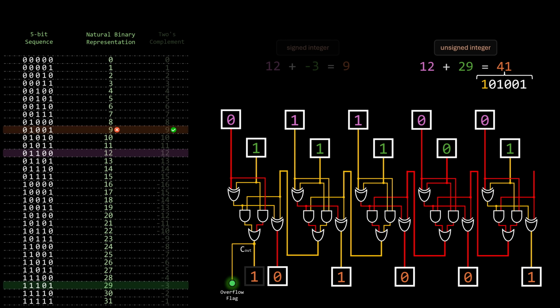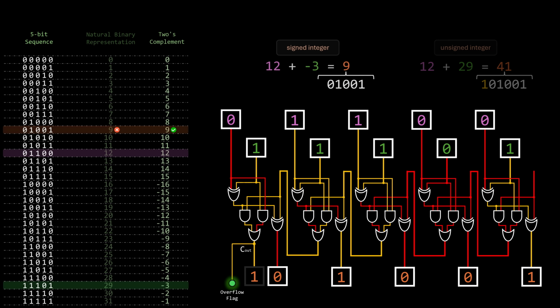However, the same flag cannot be used to detect overflow in the signed integer domain. As shown right here, a final carryout may occur even when the signed result is valid. Also, signed overflow may occur without a final carryout. For signed 2's complement addition, overflow can be detected by performing an XOR operation between the carry leaving the most significant full adder and the carry entering it.